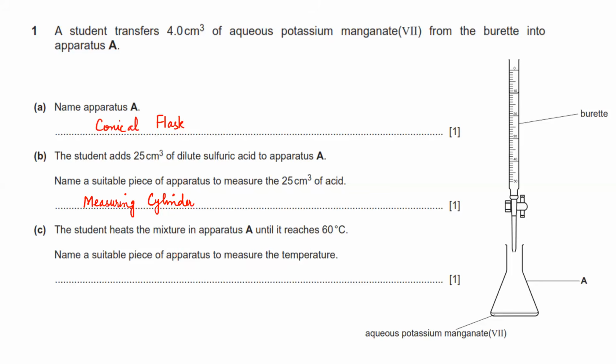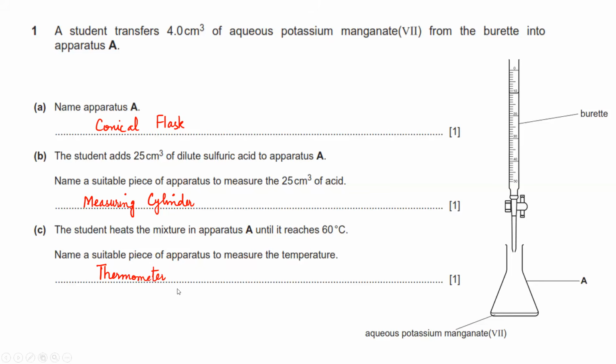Okay. Then part C, it says the student heats the mixture in apparatus A until it reaches 60 degrees centigrade. It says name a suitable piece of apparatus to measure the temperature. Thermometer. So you have to measure it using a thermometer.